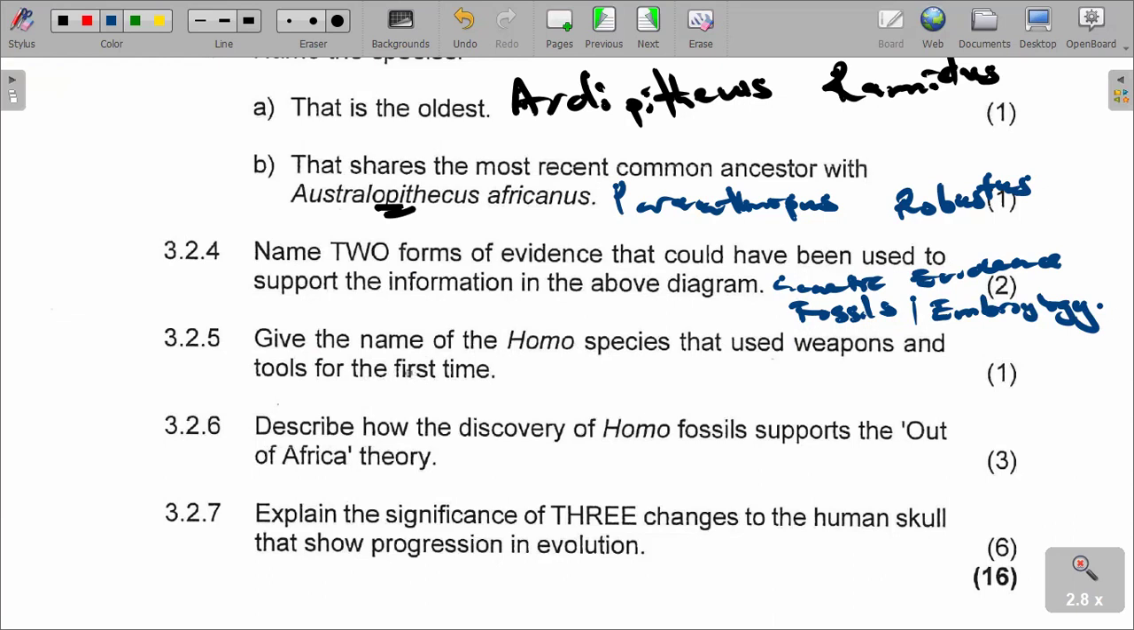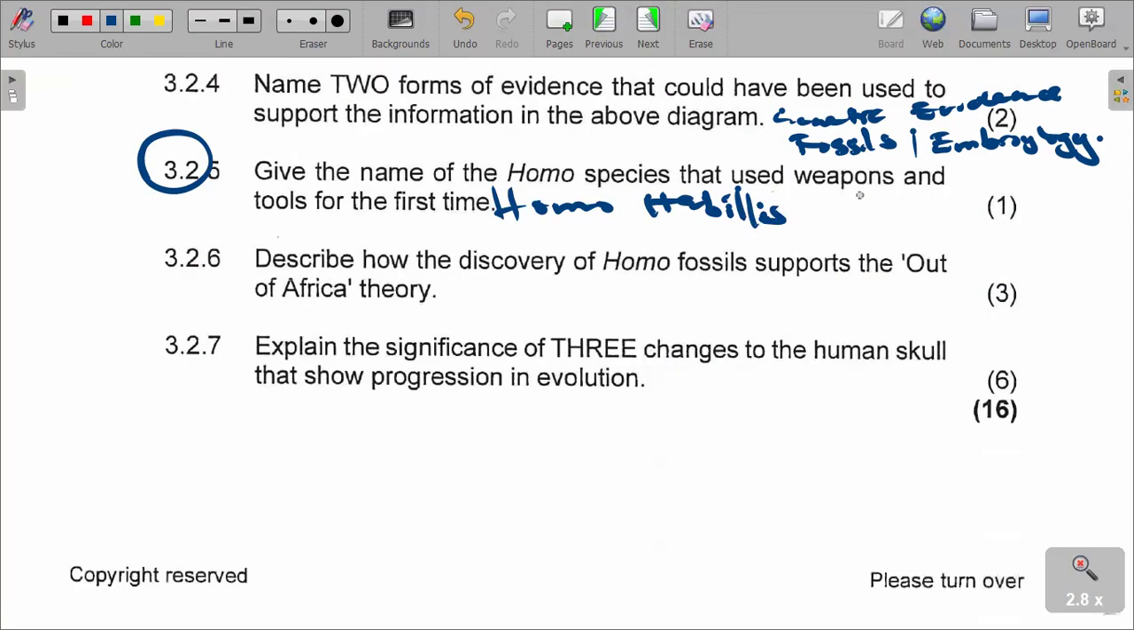The Homo that used the weapons, we always know that the Homo habilis. If you can check also on the previous presentation, this has been said, describing how the discovery of Homo fossils support the out of Africa hypothesis. We can find out that the oldest Homo fossils all exclusively come from what? Africa. They were exclusively discovered in Africa.